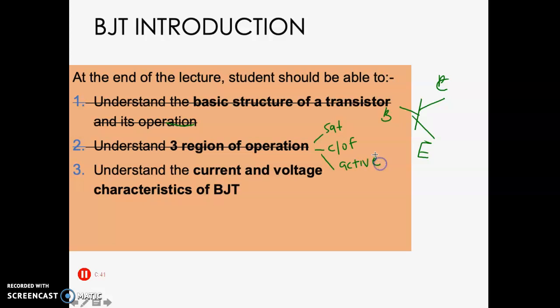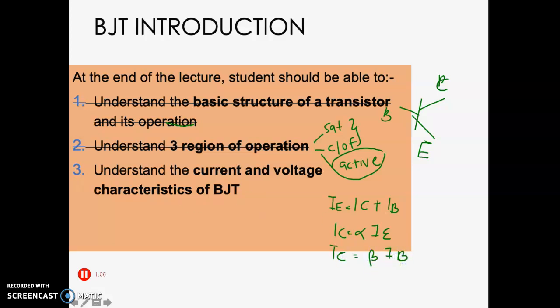In order to make it an amplifier, it needs to be in the active region. In order to make it a switch, it needs to be in saturation and cutoff. You also learned about the equations of your BJT, for example, IE equals IC plus IB, IC equals alpha IE, and IC equals beta IB.